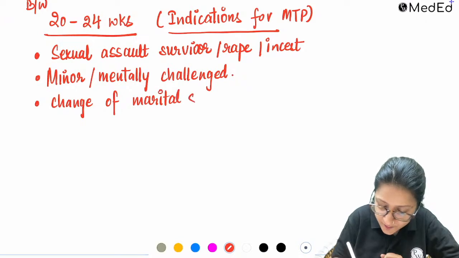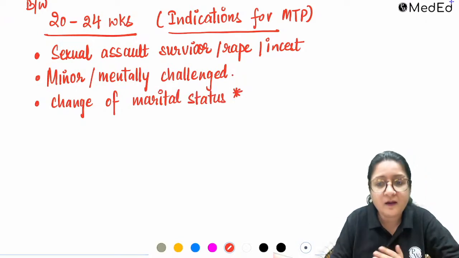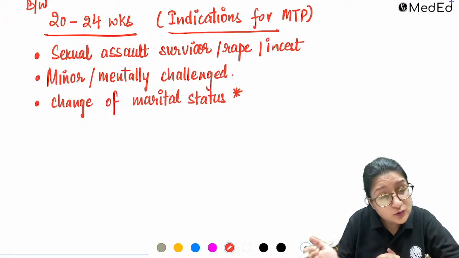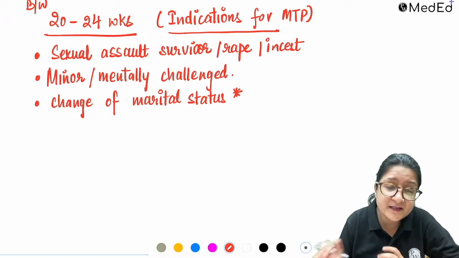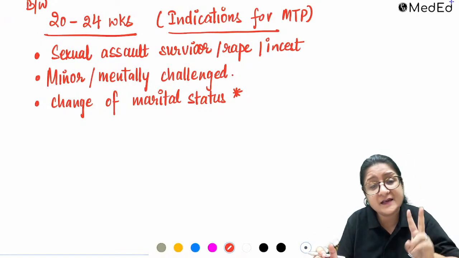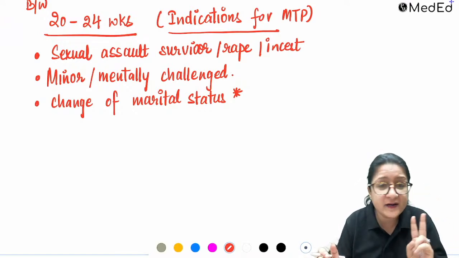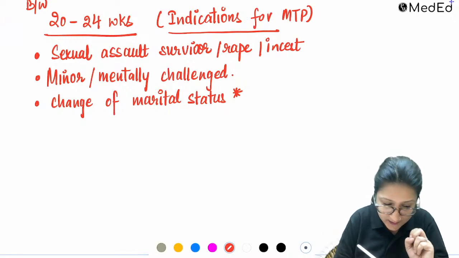ठीक है, चेंज ऑफ मैरिटल स्टेटस का क्या मतलब हुआ? लेट्स से द वुमन इज प्रेग्नेंट एंड देन शी हर हस्बैंड डाइज, राइट, और देर इज अ डिवोर्स, सो दैट इज ऑल्सो इंक्लूडेड as an indication of termination of pregnancy between 20 to 24 weeks. लेकिन इसमें 2 medical practitioners का opinion लगेगा. 2 registered medical practitioners have to give an opinion. ये बात already हो चुकी है, ठीक है.